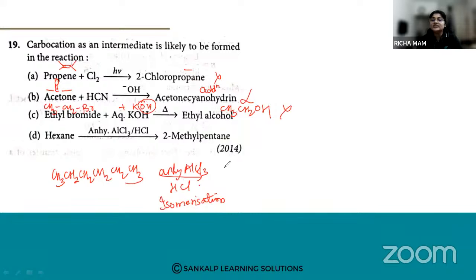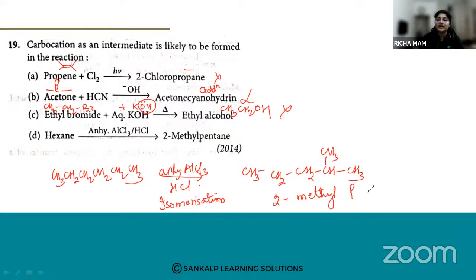There will be just a change in the structure. So what you are going to get is CH3, CH2, CH2, CH, CH3 and CH3. Here you can see you are going to get 2-methyl pentane. So this is 1, 2, 3, 4 and 5. So 2-methyl pentane.